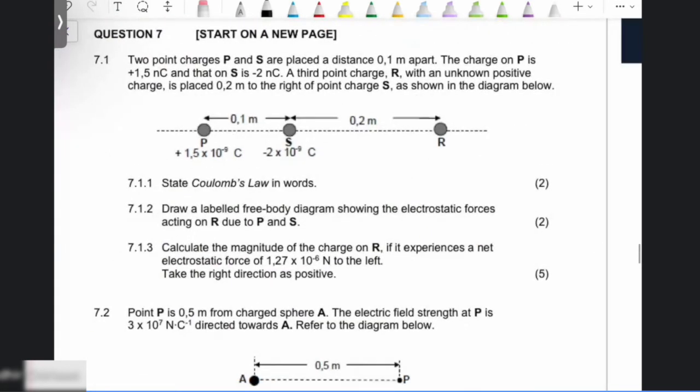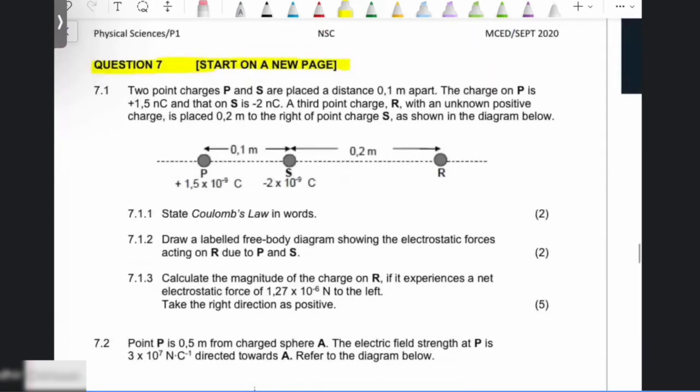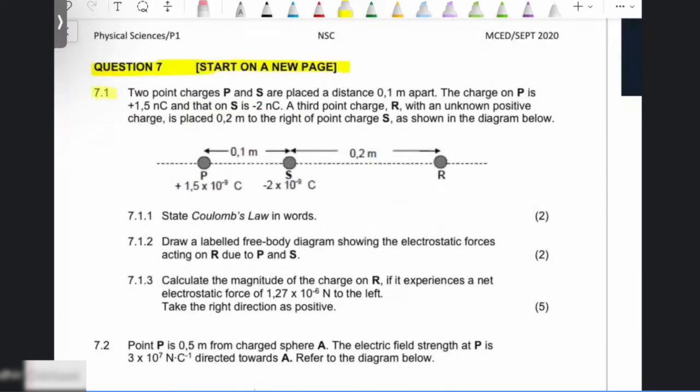Okay, question 7. I know that this part of the paper was not too crazy. This part, questions 7, 9, and 10, wasn't too intense, so at least not so bad.